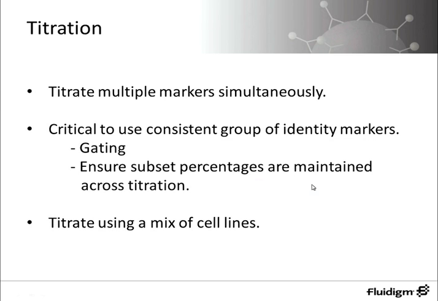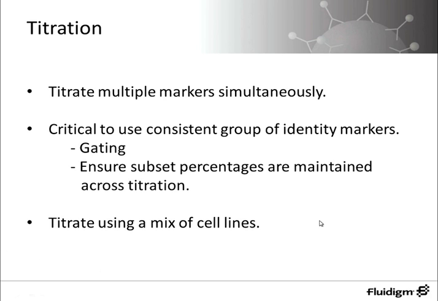It's very important to titrate your antibodies, and when you're setting up a panel with many markers, if you had to titrate these individually, it would really be a mammoth task. So you can titrate multiple markers simultaneously. It's really a function of, in your given sample of interest, do you have enough of rare populations to do that titration simultaneously with your other markers? If you don't, you may have to work out other strategies. But as you're doing the titration, it's important to keep identity markers constant so that you can gate and make sure that your subset percentages are maintained across the different titrations that you checked.